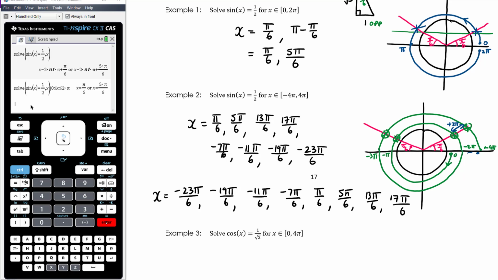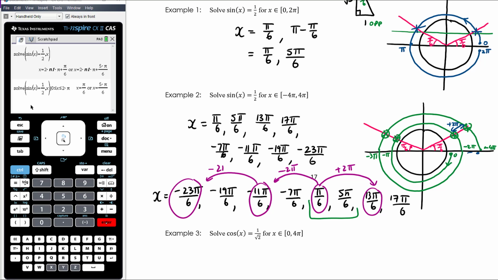So what we see is they're the two solutions that were in the one lap of the circle, 0 to 2 pi. Every other solution is connected to this because they're all just one period away. So if we think about the pi on 6 solution, if we add 2 pi onto that, that gets us to 13 pi on 6. 2 pi in this case is the period of this function. If we then subtract 2 pi, we get to that solution. We subtract another 2 pi, we get to that solution.